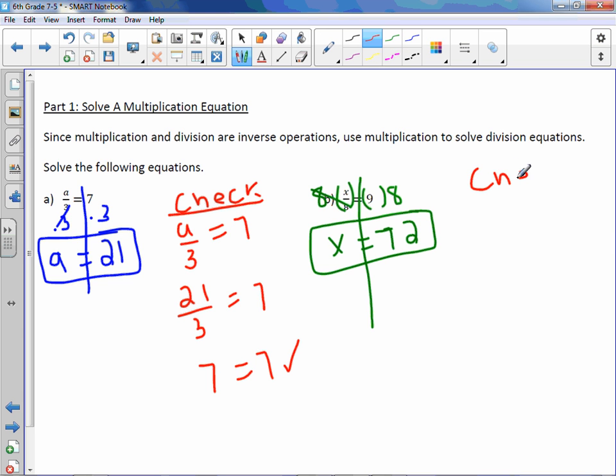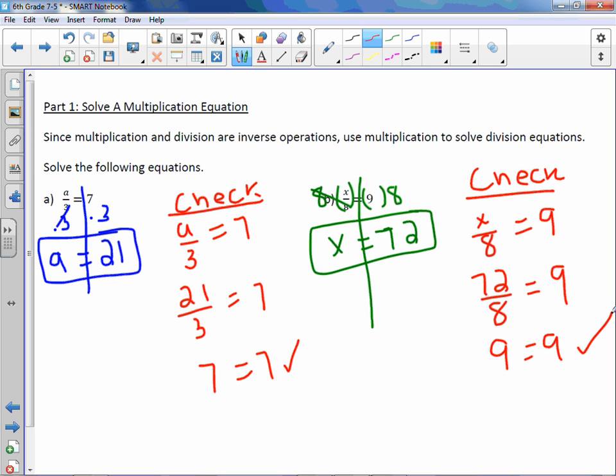Now the check. Write your original. X divided by 8 equals 9. Substitute in your solution. 72 divided by 8 equals 9. And 72 divided by 8 is in fact 9, so it checks out.